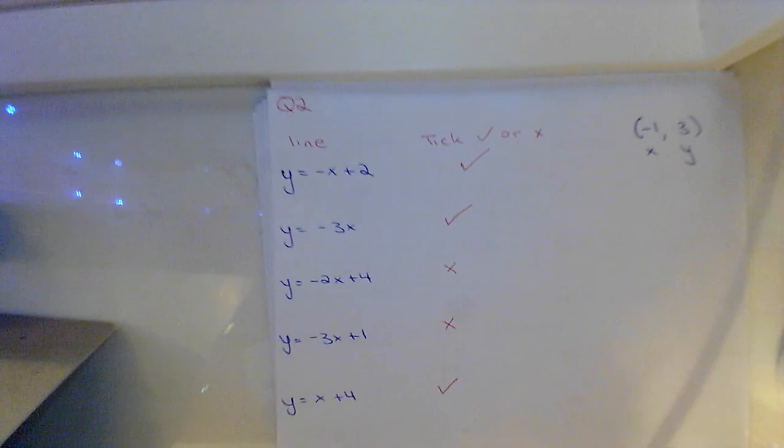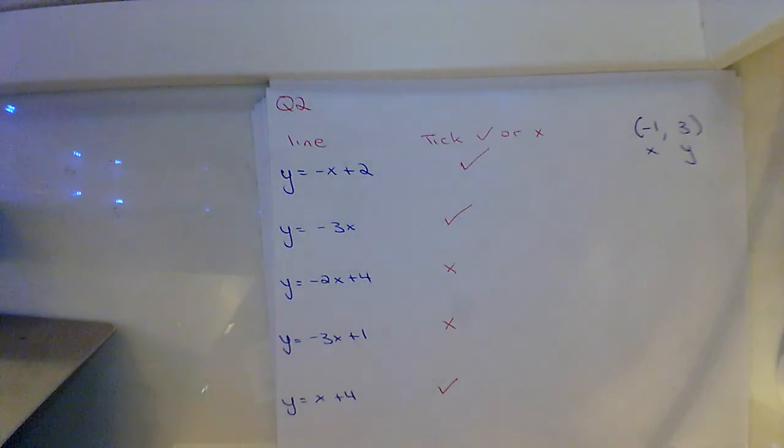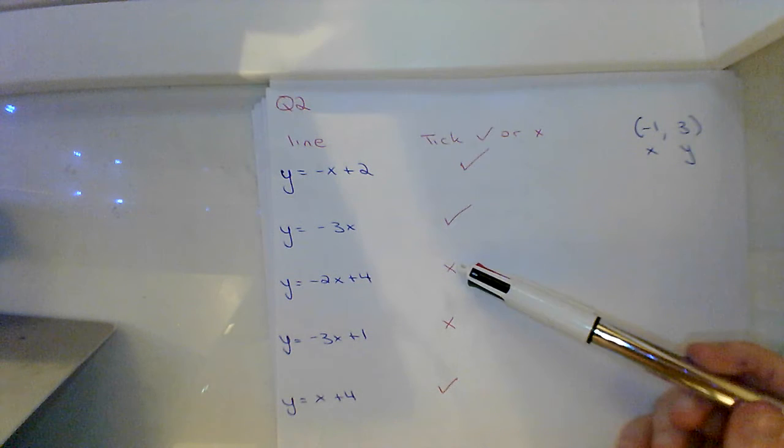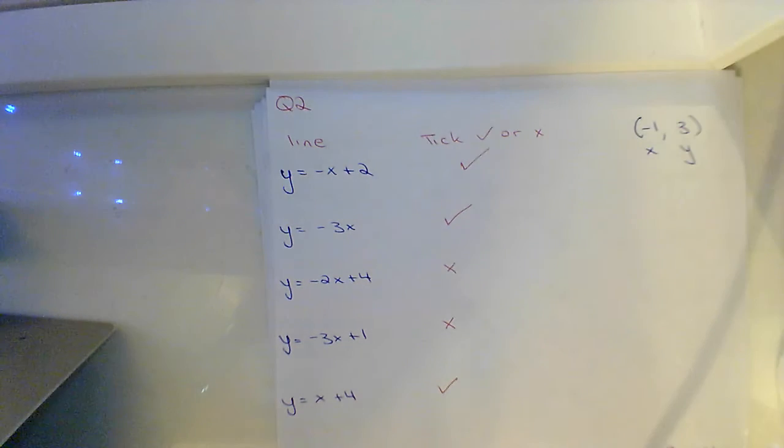Question 2 here, so similar question, but it asks which of these lines pass through the point minus 1, 3. So x is minus 1, y is 3, and I've shown clearly how you got your answer. So the first one does, the second one does, the third one does not, the fourth one does not, and the fifth one does. And now I'm going to show my workings.